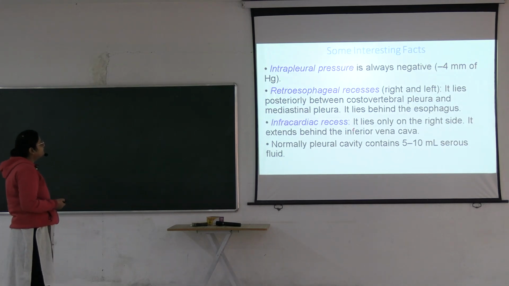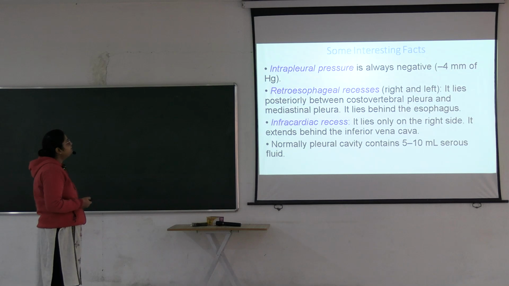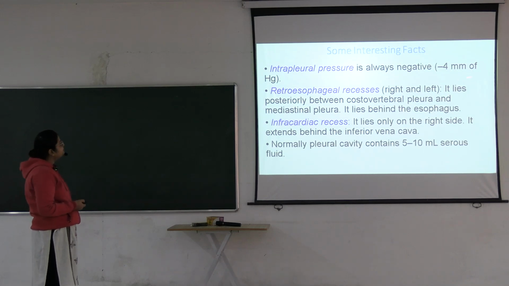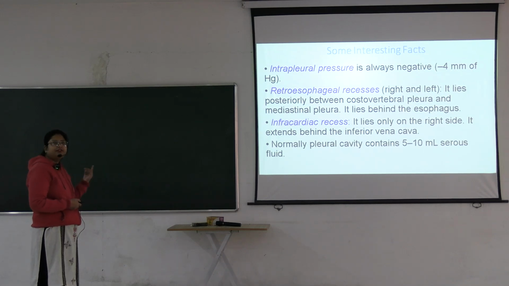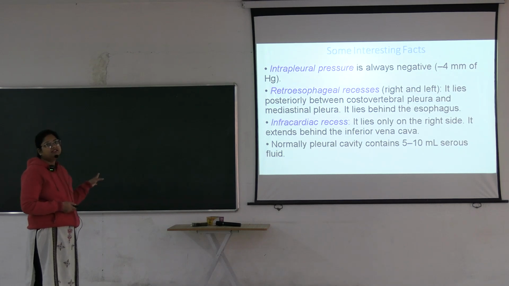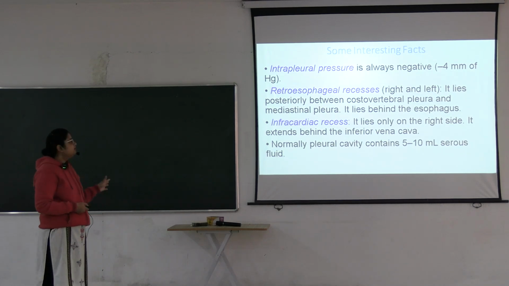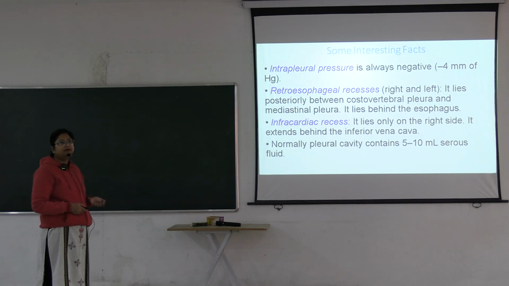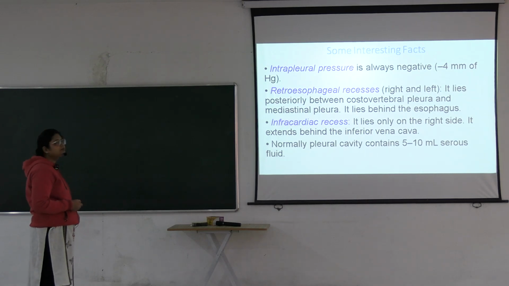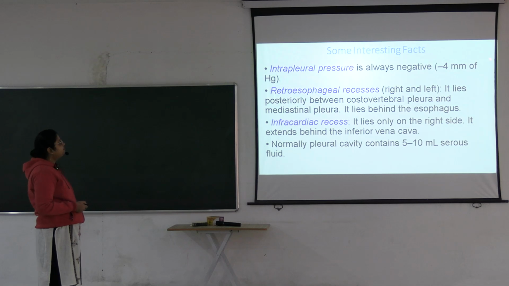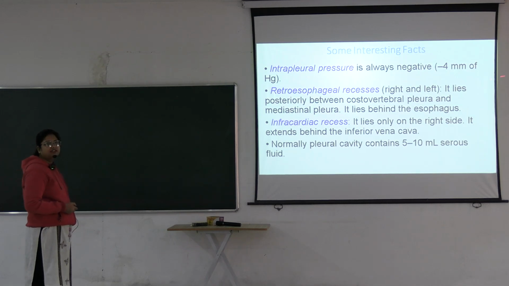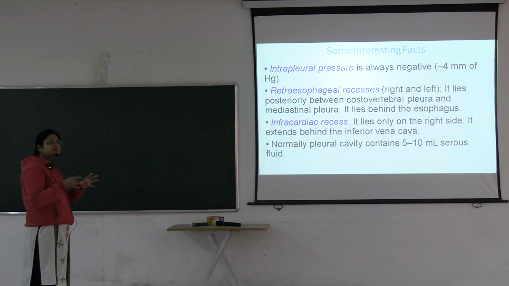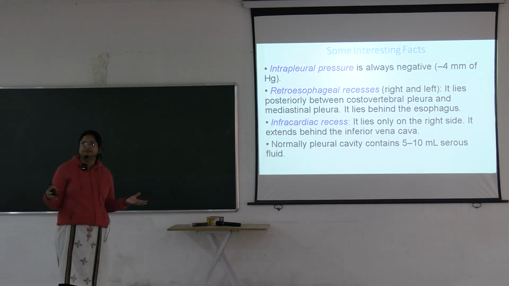Next we go to some clinical aspects. Intrapleural pressure is always negative, minus 4 millimeter of Hg. This is important for a viva and MCQ. What is the intrapleural pressure? It can also come as part of a long question. If the mechanism of respiration comes in a long question, it can come as part of the theory. So, what is intrapleural pressure? It is minus 4 millimeter of Hg. It is always negative. This negative pressure helps in lung expansion. It pulls the lung towards the thoracic wall.